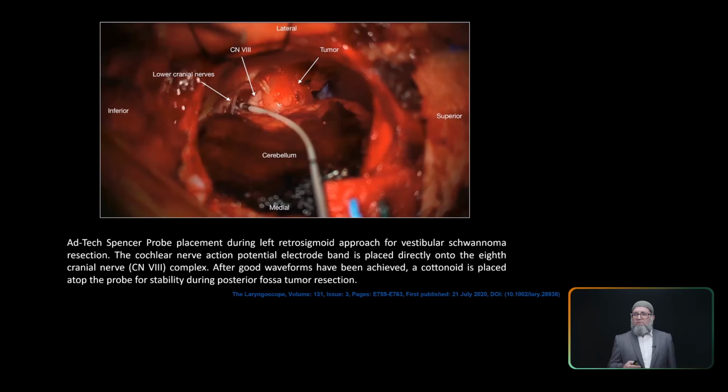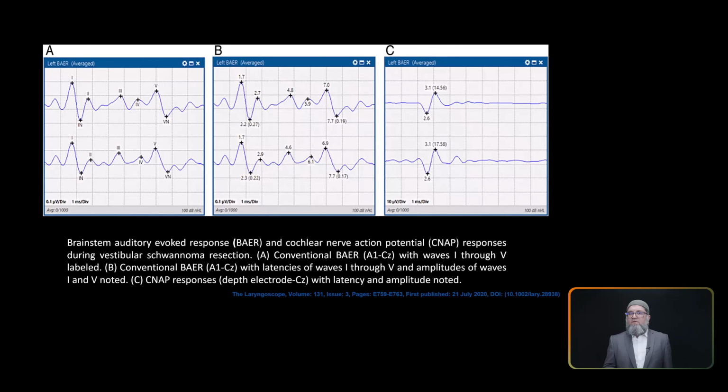This is the placement of the depth electrode, which is typically used for electrocorticography for recording EEG, but this is modified and you can place it on cranial nerve 8 and record directly from the nerve. There's a metallic part which should be placed touching the nerve and compared to a non-active reference. Here we can see the compound nerve action potential during vestibular schwannoma resection, recorded from this electrode.